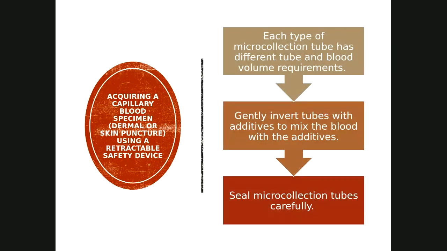Each type of micro collection tube has a different tube and blood volume requirement, so please be aware of this. Gently invert tubes with additives 10 times to mix the blood with the additive, and seal the micro collection tubes very carefully. When reviewing your collection procedure, it is essential that you also follow up on the notes for obtaining a high quality capillary specimen and avoiding redraws, found on page 384.